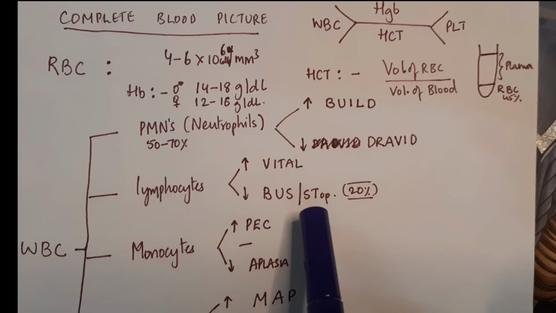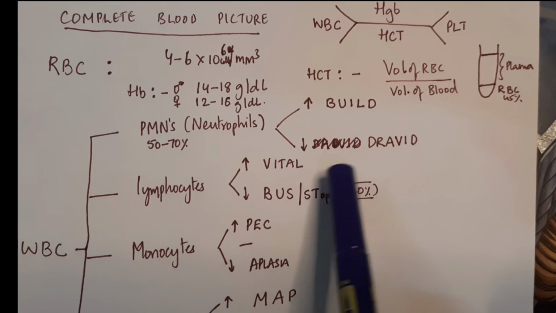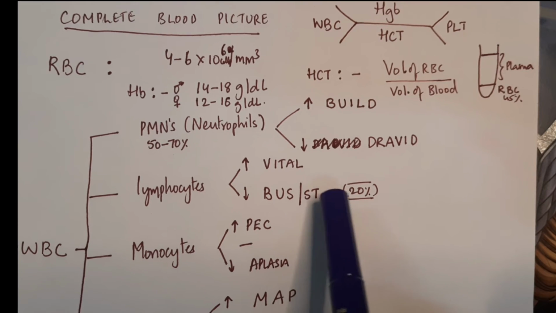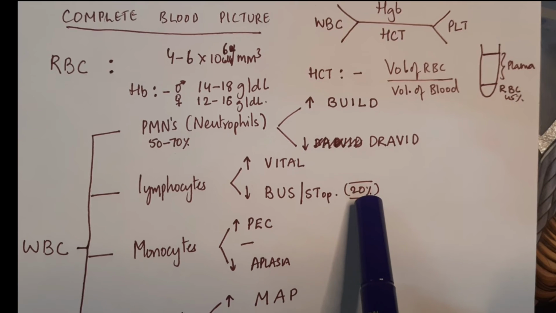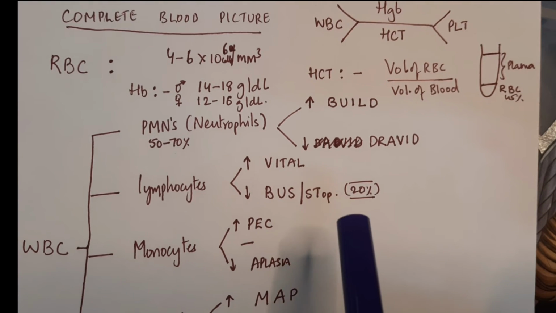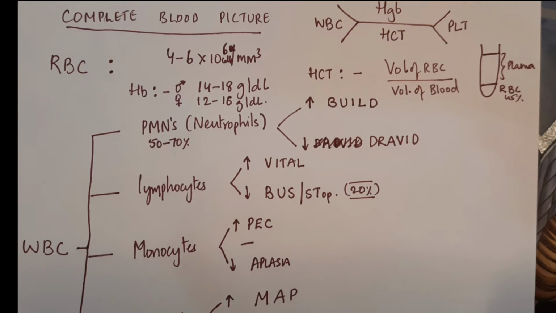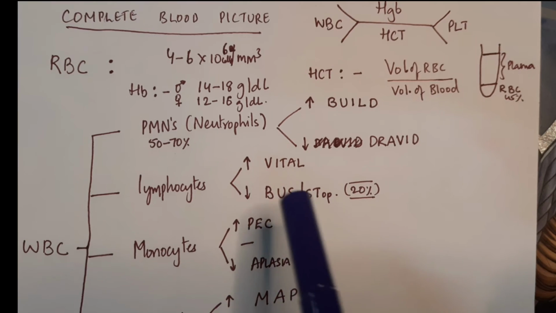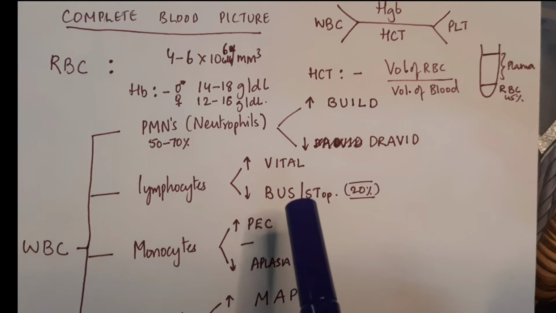STOP is stress, trauma, and others. That is generally seen in OPD. I read that in the normal population, in normal 20% of the population, you generally see lymphocytes are less. In general, 20% of the population will have fewer lymphocytes when compared to the regular values, right? Remember this as BUS STOP. Whenever the lymphocytes are reduced, remember this.